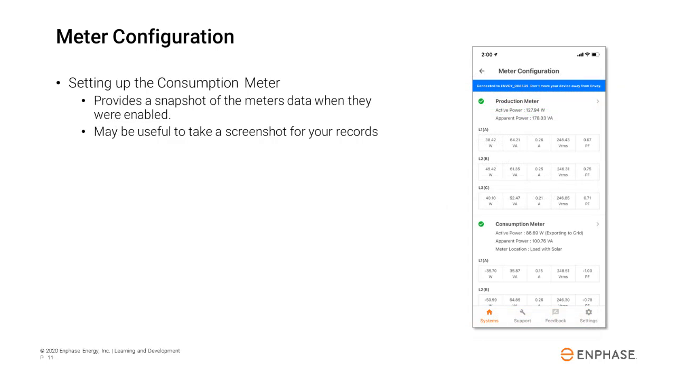The CT summary screen is a snapshot of the CT data once the CTs are enabled. It's a quick check for accuracy. It may also be useful to take a screenshot for your records showing that the CTs have been set up and enabled.